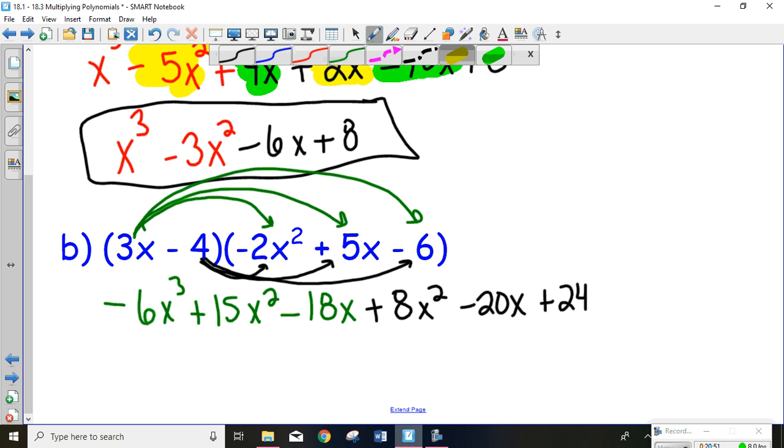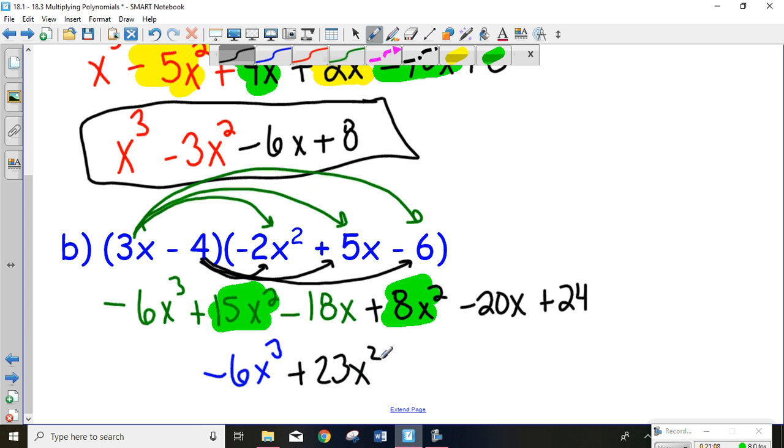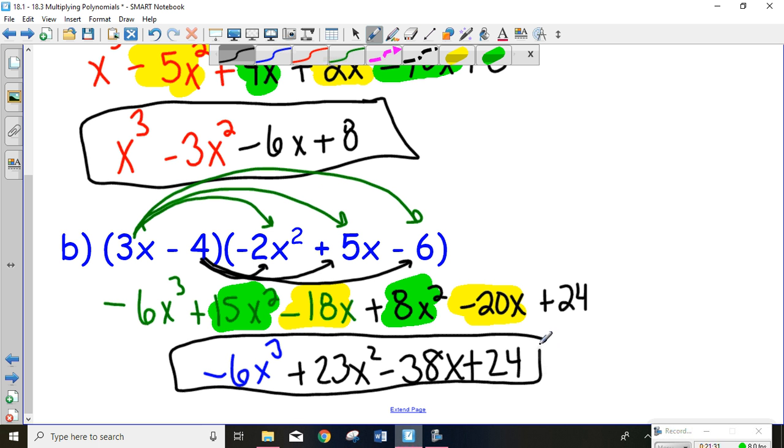Now I can, again, go through here. Negative 6x cubed, I don't have anything else to combine with it. I can combine my positive 15x squared with my 8x squared. So that's going to give me a plus 23x squared. Remember to keep the variables exactly the same when you add. It's only when you multiply that you add the exponents together. I know that's confusing. I'll write a note off to the side. But a negative 18x plus a negative 20x is going to give me a negative 38x. And then I can drop down the plus 24. And there's my answer.